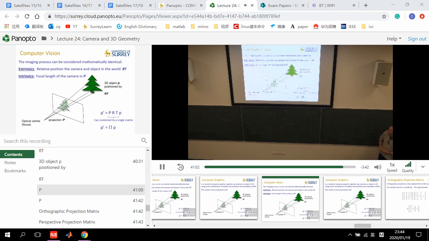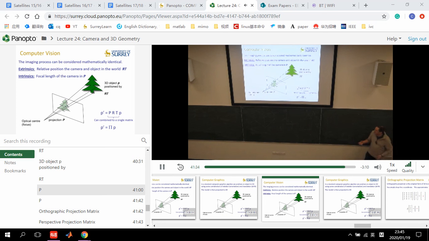And we have special names, like what we do all the time in computer vision, for these things. We talk about the position of the camera in the world and its orientation as the external parameters, or sometimes the extrinsic parameters of a camera. So the extrinsic parameters are the relative position of the camera and the object in the world. They're basically where the camera is and where it's pointing.